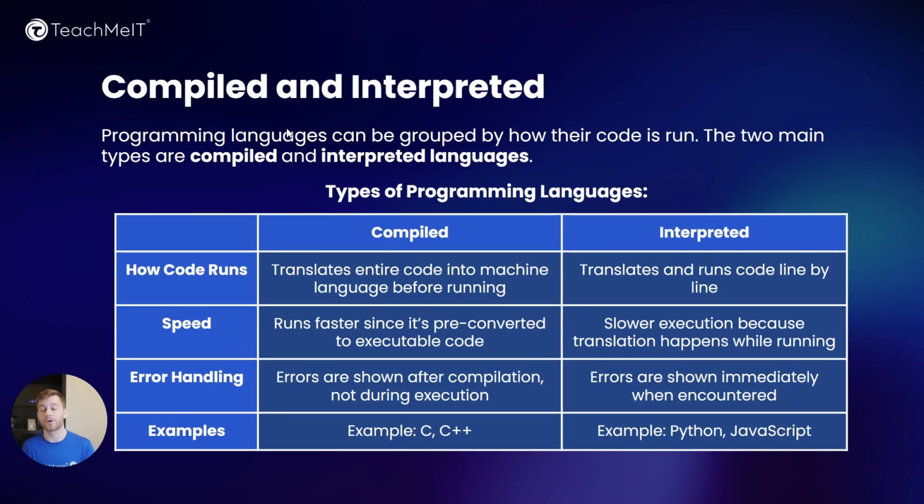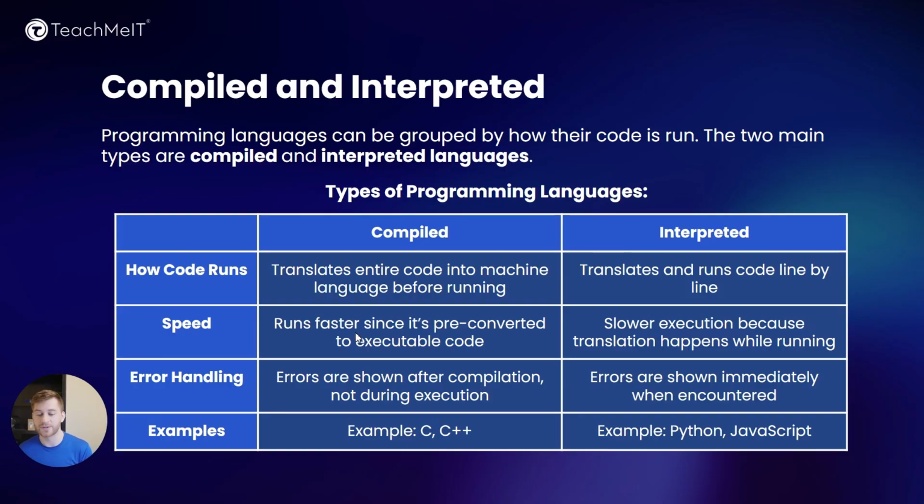So let's go into the first of the 5 language types, compiled and interpreted languages. These programming languages can be grouped by how their code is actually run. The 2 main types here are compiled and interpreted languages. Let's first go into compiled here. Compiled code translates the entire code into machine language before it's run.